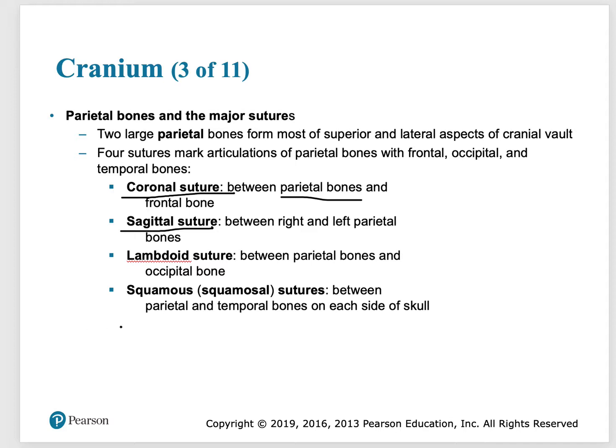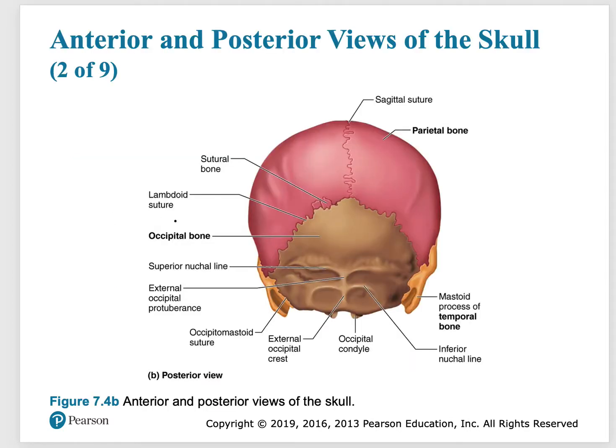And yeah. All right, then next up we have the lambdoid suture. This one is going to separate the parietal bones and the occipital bone. Let's take a look back here. Okay, so this is going to be our lambdoid suture, dividing the parietal from the occipital. And then here's a pretty good picture of that sagittal suture that is dividing those left and right parietal bones from each other.